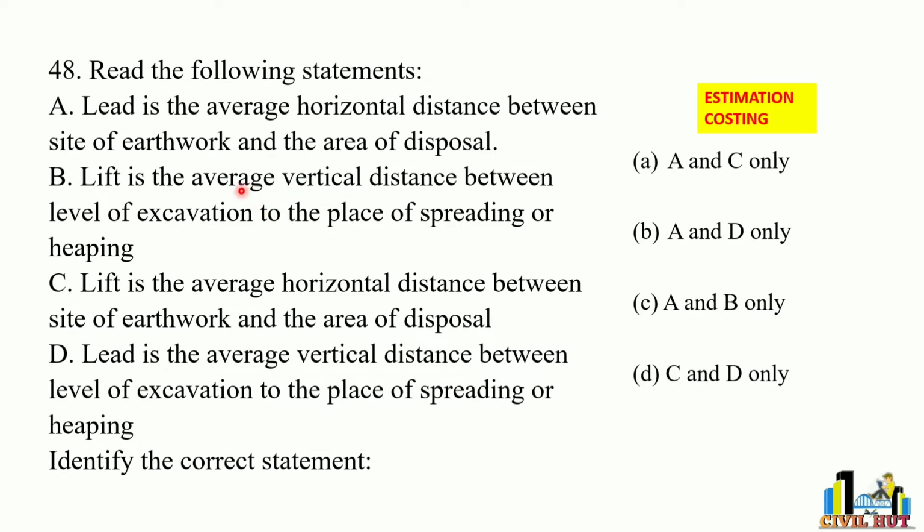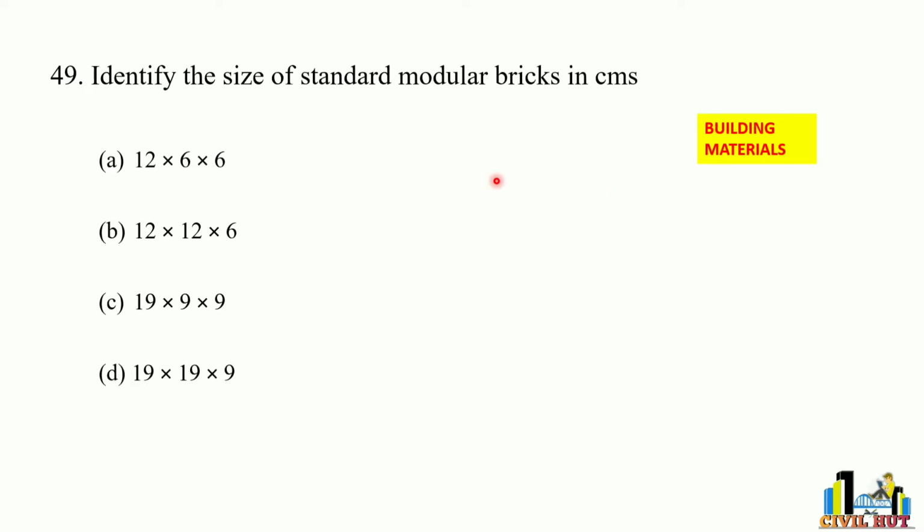So our options are to identify the correct statement. A. A and C only. B. A and D only. C. A and B only. D. C and D only. Our option is C, A and B only. This is an estimation costing question.